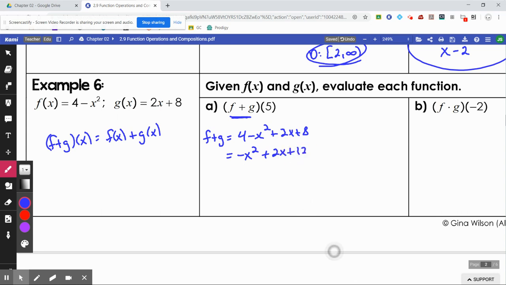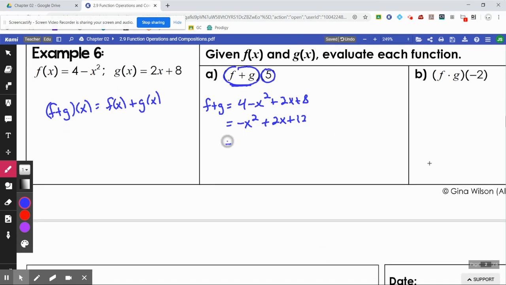Now, what does this mean? Find f plus g and then of 5. That means find f plus g and then plug in 5. So we can now take and plug in 5. That'd be negative 5 to the second plus 2 times 5 plus 12. That's going to be negative 25 plus 10 plus 12, which gives you a value of negative 3.